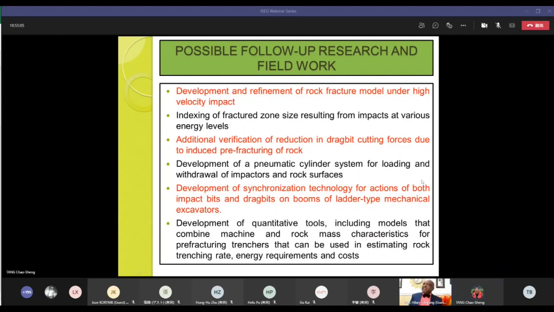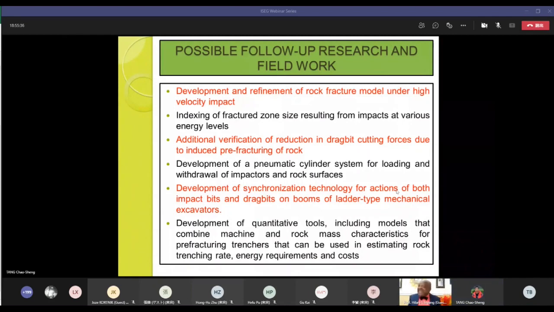Indexing of fractured zone size resulting at various energy levels. At some energy levels, cracking is accompanied by a lot of crushing, and the expenditure of energy in those modes of deformation is essentially different. Crushing takes a lot of energy. So certain types of materials will crush easier than others. Additional verification of reduction in drag bit cutting forces by induced pre-fracturing of rock.